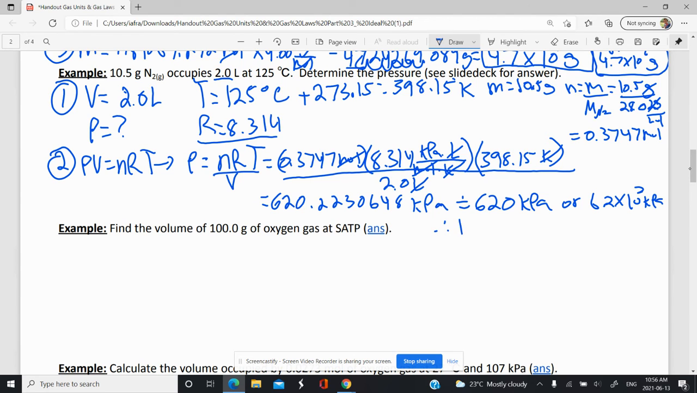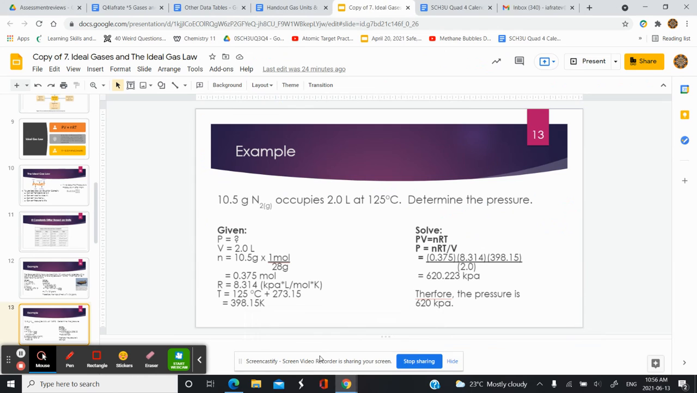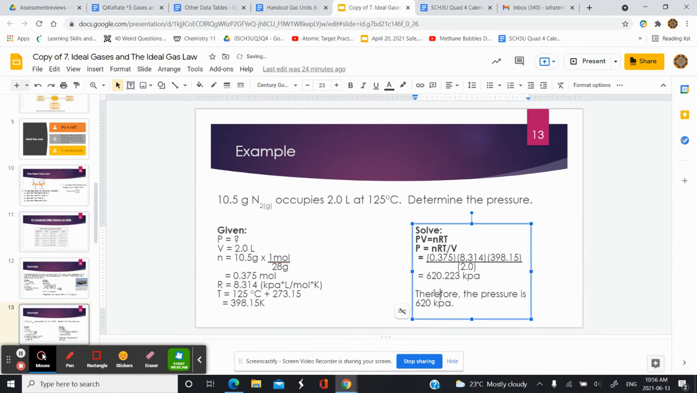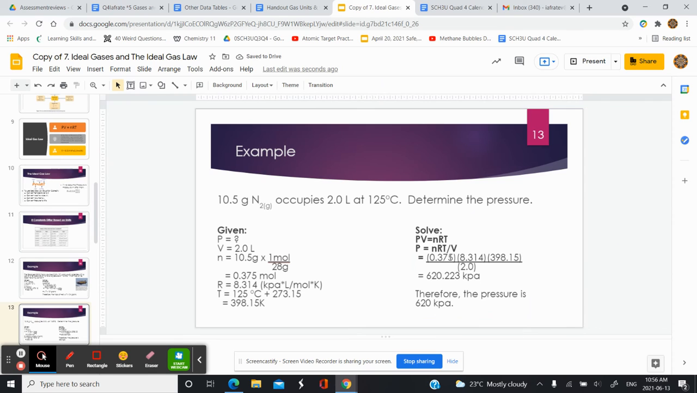So therefore, the pressure is approximately 620 kPa. And so the reason I knew it was kPa is because we're using this gas constant of 8.314, which has the kPa unit in there, and that's how we're getting kPa directly. Let's take a look to make sure we're on the right track. There we go. So there is our correct answer, 620 kPa.